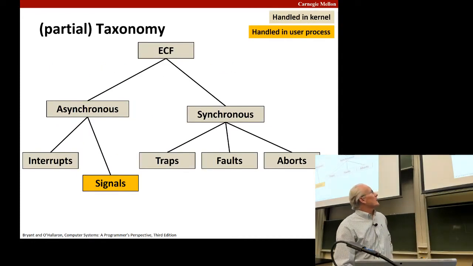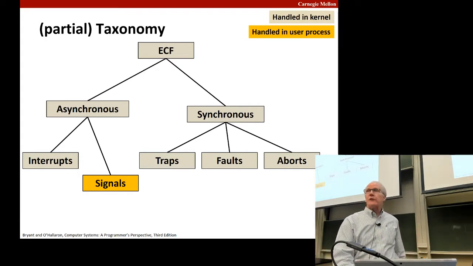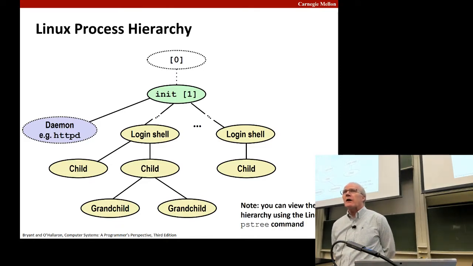So as we said at the beginning on exceptional control flow, some exceptions are synchronous, meaning that they're part of the executing program, and some are asynchronous, meaning that they're caused by external activities in the system. And signals are a way for users to handle some of these asynchronous events. So the way we're going to talk about it is with the idea of a shell. I mentioned the shell is the command line interpreter that you have when you're logged into a machine using a command line interface.